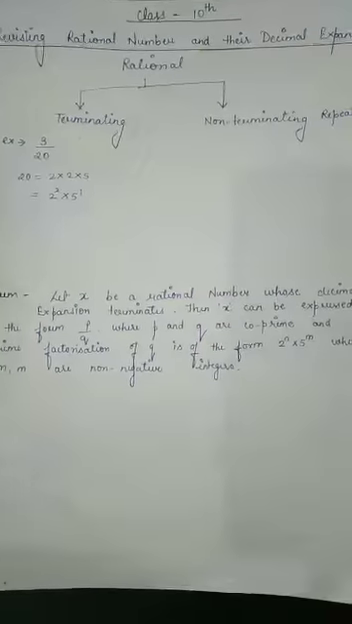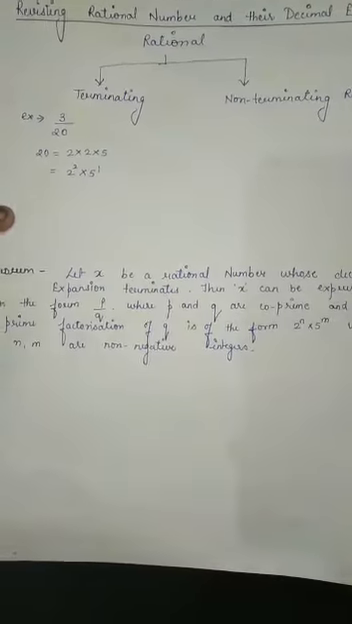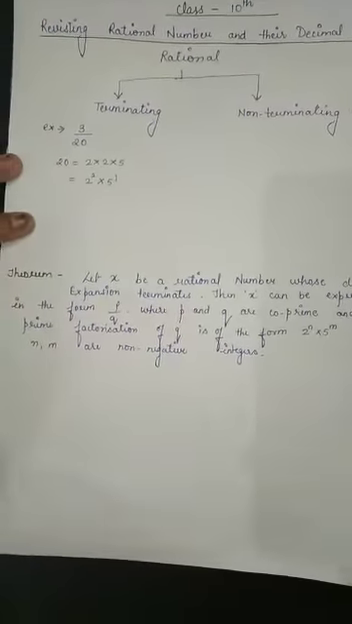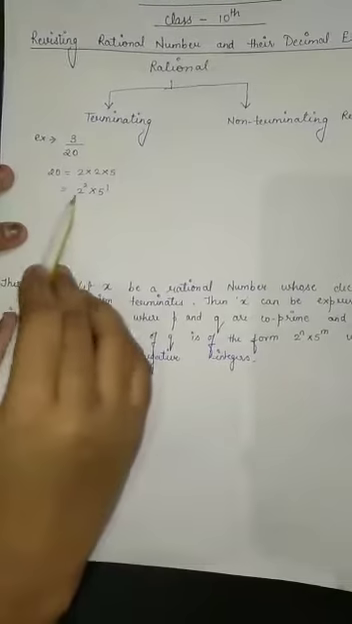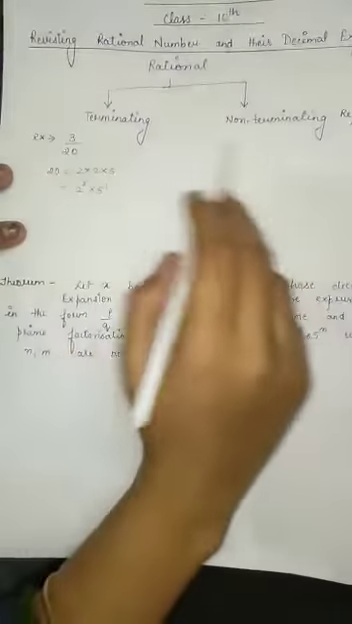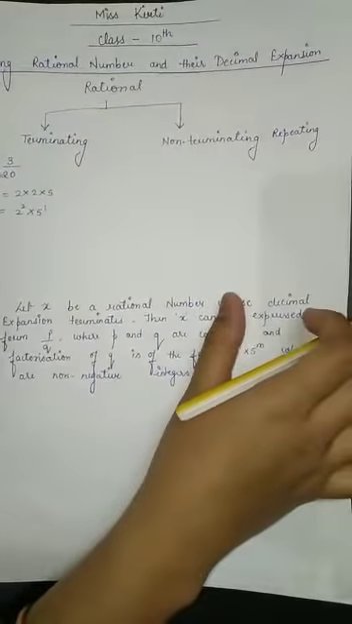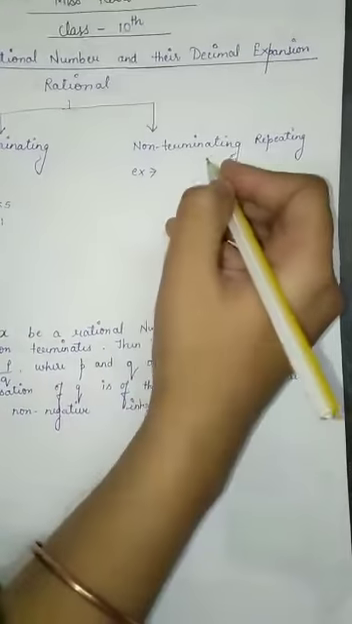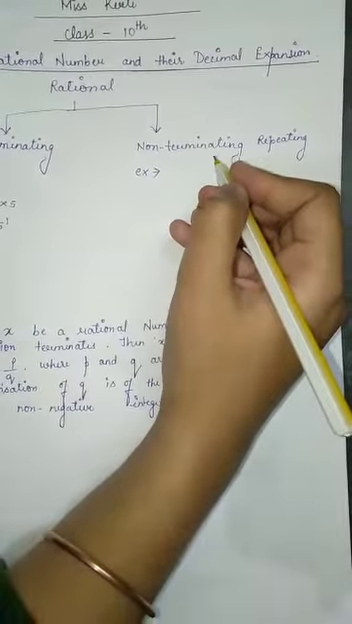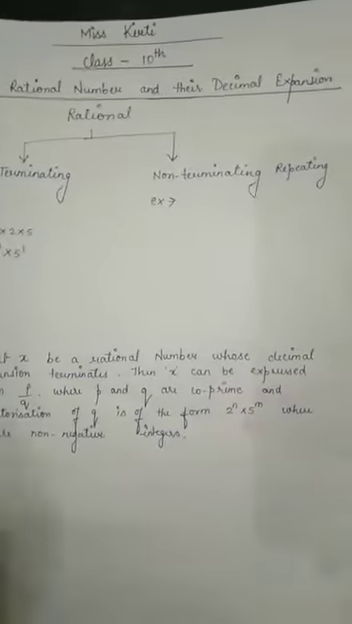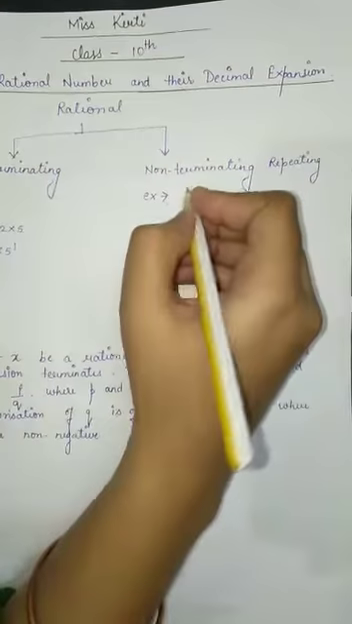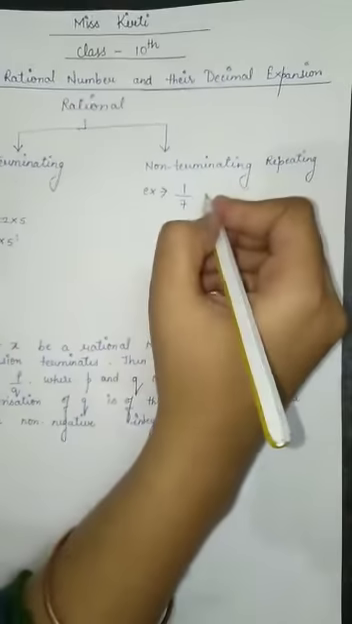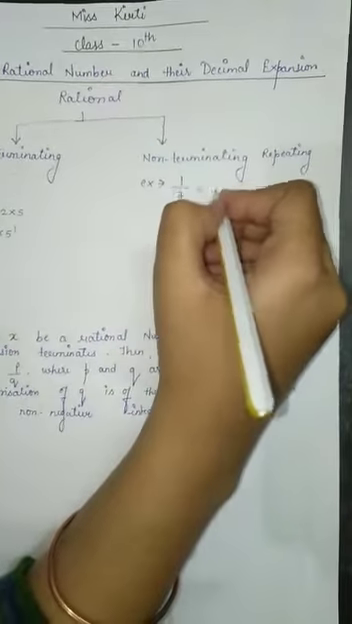So any rational number is called terminating if the denominator is in the form 2 to the power n into 5 to the power m. Non-terminating repeating means, the example I'll take of a non-terminating term is 1/7. We can divide 1 by 7.